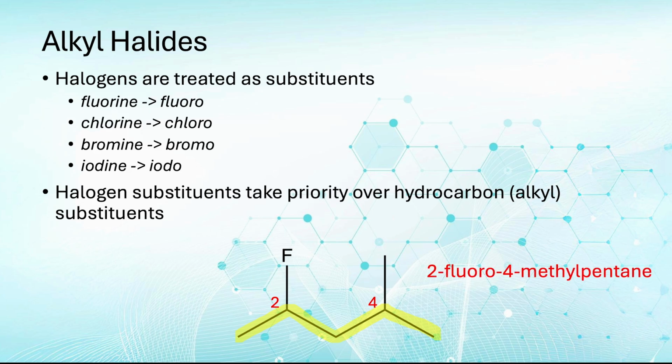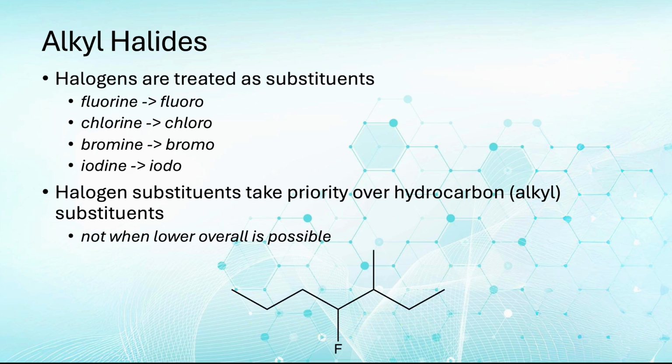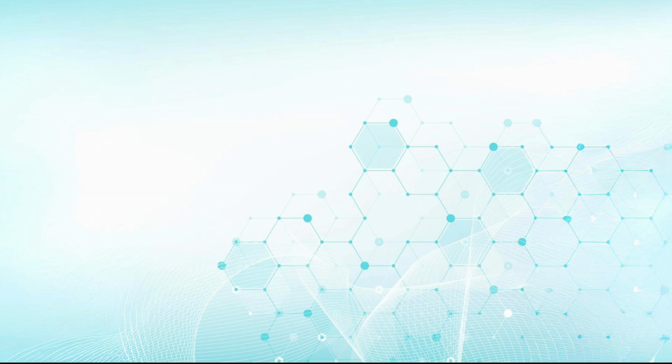However, if giving a halogen substituent a higher number allows for overall lower numbering, we don't give the alkyl halide priority. For example, giving the fluorine priority would generate the numbers 4 and 5 for fluorine and methyl respectively. But numbering from right to left would generate the numbers 4 and 3 for fluorine and methyl. Therefore, we need to think about the overall molecule numbering and number the parent chain from right to left. The molecule's name would be 4-fluoro-3-methylheptane.